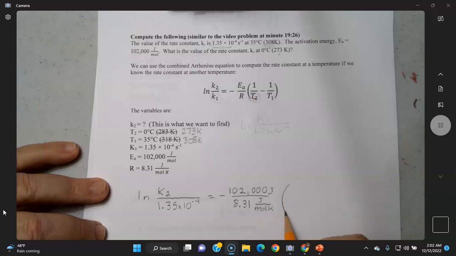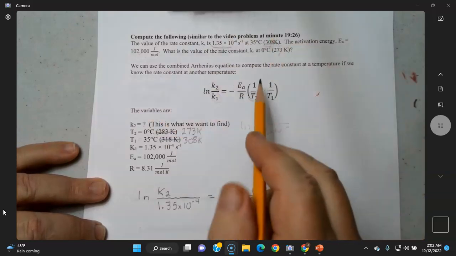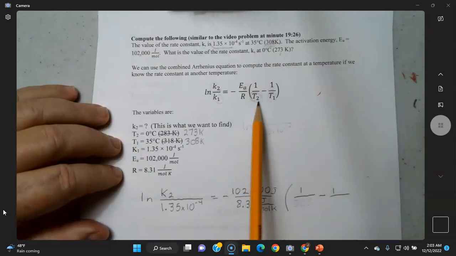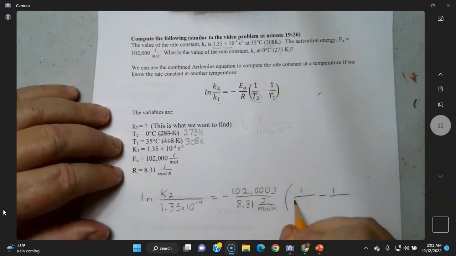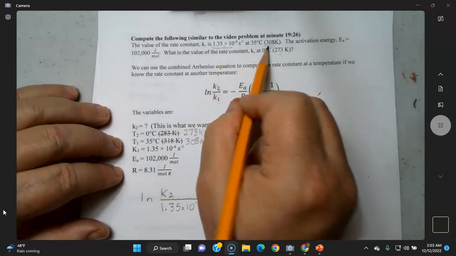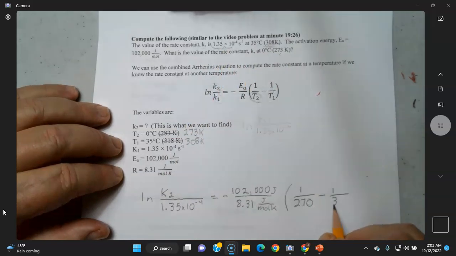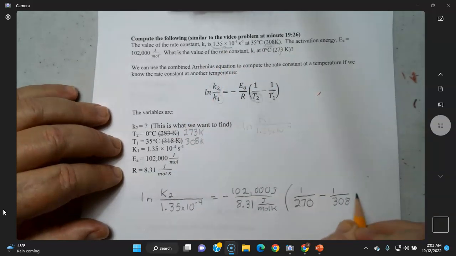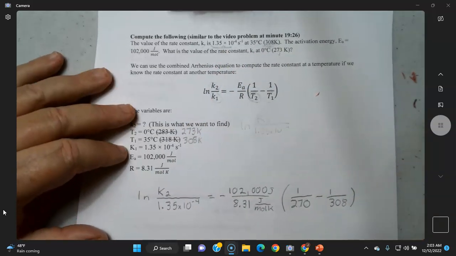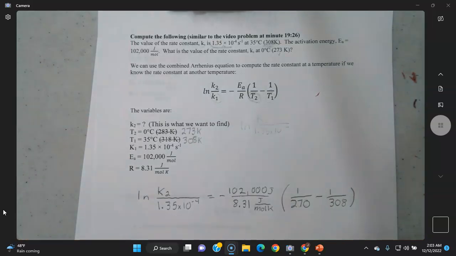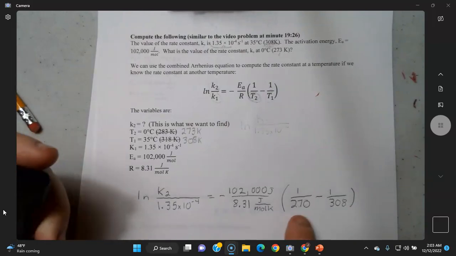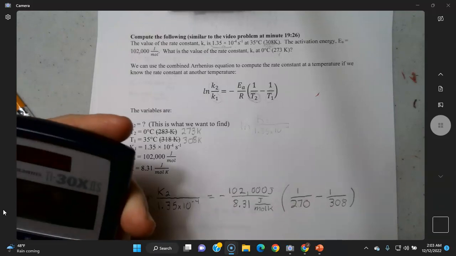Okay, now we're going to put in 1 over T1, excuse me, T2. The new temperature, T2, is 273. Okay, we know the rate constant at 308. That's T1. Got to be sure you get those in the right order. Okay, so that's what it looks like. So how would you solve this? I would recommend that you do it one step at a time. Don't try to do too many steps. So I'm going to show you how I do this.